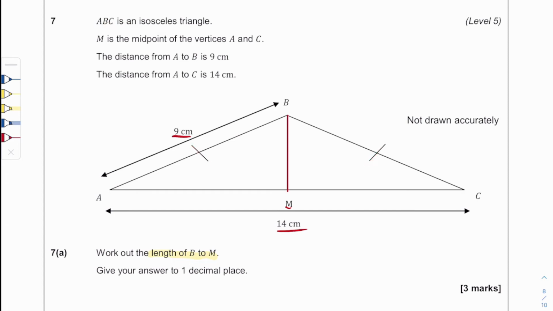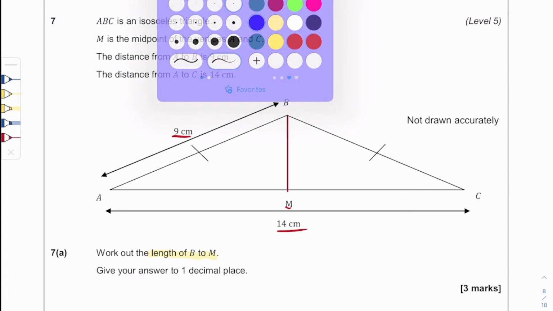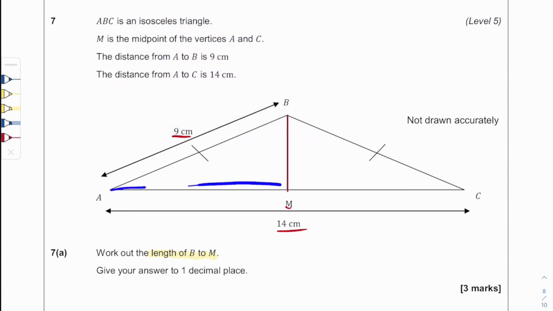So this means that we can say that these two lengths, let me use a different colour. So we've got this length here, A to M, if the pen wants to work properly, let's try again. So we've got A all the way to M. So this is going to be half of our 14, so this is going to be 7 centimetres, okay? And we're also told that M is the midpoint, so that just confirms it for us, that is 7 centimetres. And likewise, M to C is also 7 centimetres.